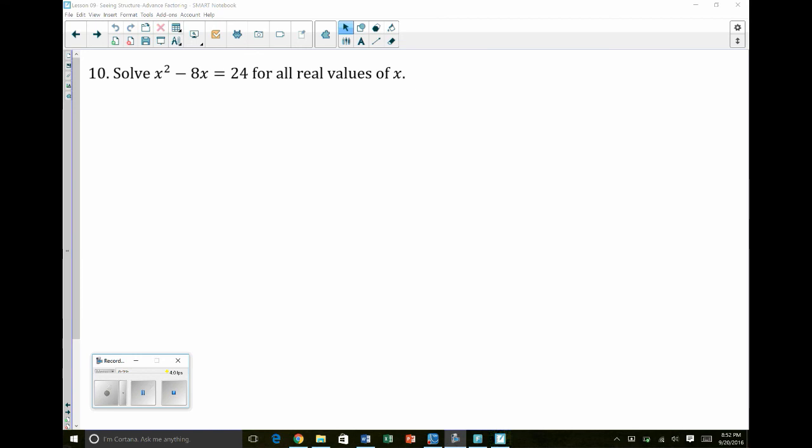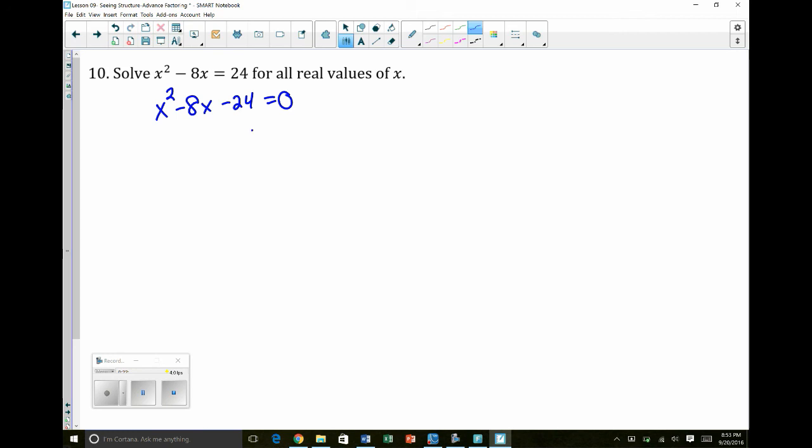And finally, number 10, solve x squared minus 8x equals 24 for all real values of x. So, it's a quadratic equation. I have three options. I can factor it, I can complete the square, or I can use the quadratic formula. Regardless of what you do, you're going to want to set your quadratic equation equal to 0. First thing I always check for is, can I factor it? Well, is there a GCF?